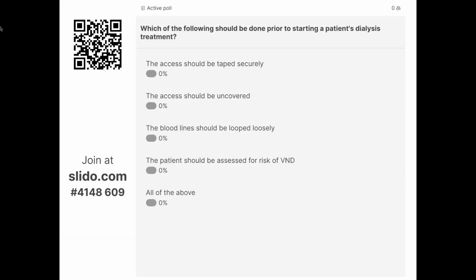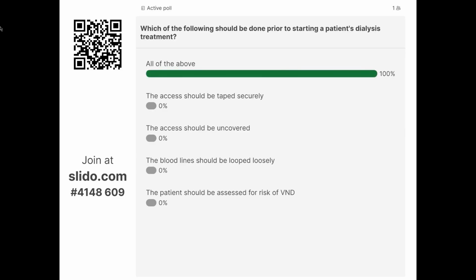All right, the next polling question. Which of the following should be done prior to starting a patient's dialysis treatment? The access should be taped securely. The access should be uncovered. The bloodline should be looped loosely. The patient should be assessed for risk of VND. Oh, okay, well, all of you got it right.